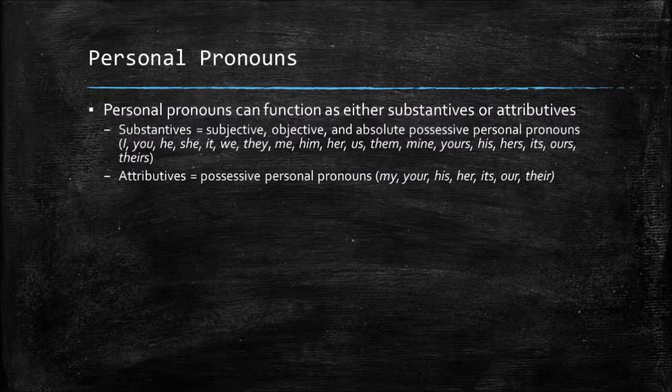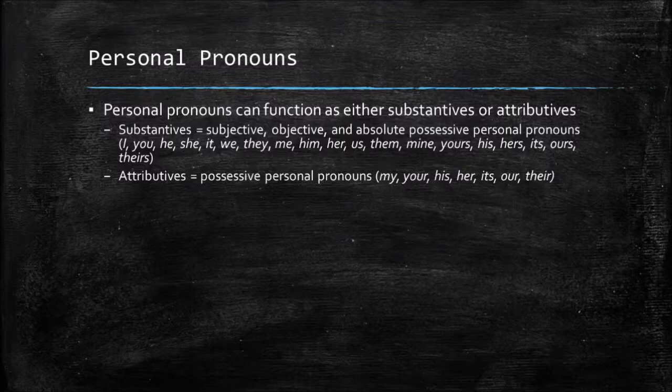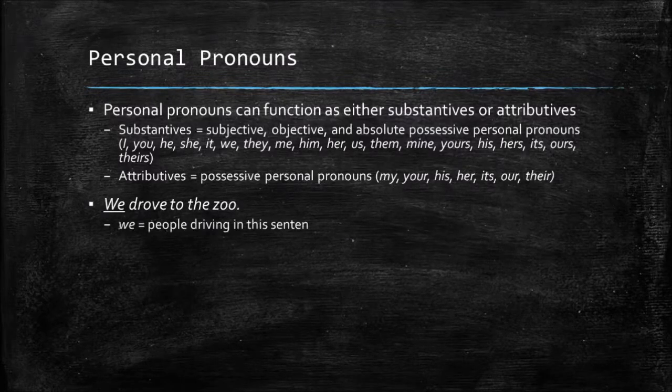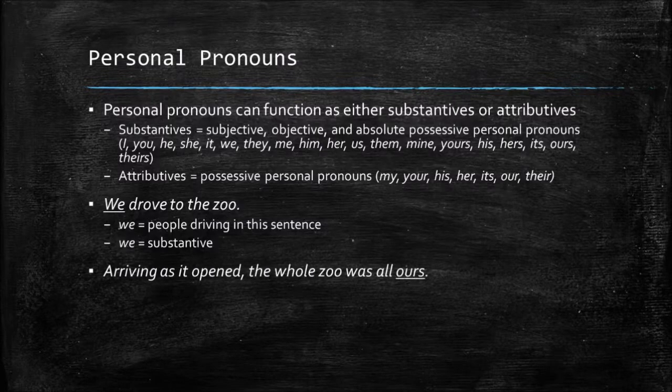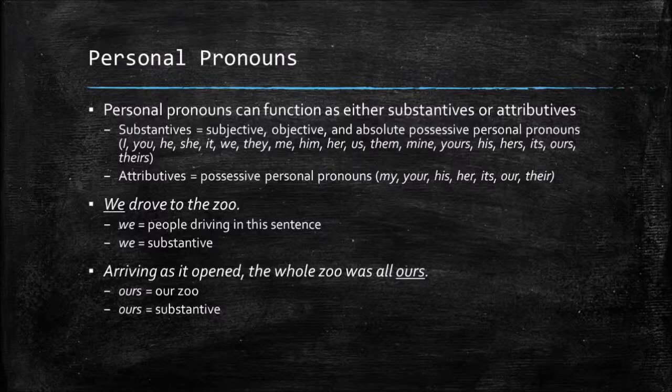Your possessive personal pronouns are my, your, his, her, its, our, not ours, that's absolute possessive, and their. For example, we drove to the zoo. We are people driving in this sentence. The antecedent of we is going to be whoever these people are, so it refers to some specific people. We in this sentence is a substantive. Arriving as it opened, the whole zoo was all ours. Here, ours, the antecedent is our zoo. Again, our zoo is a substantive, so ours is a substantive.